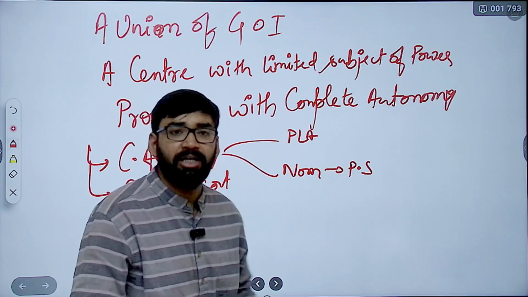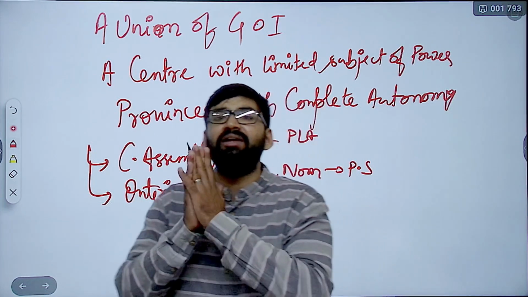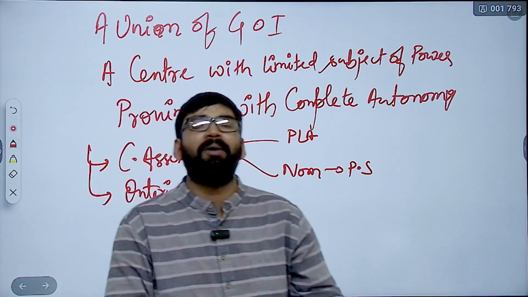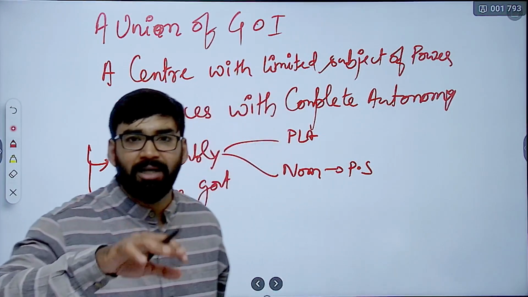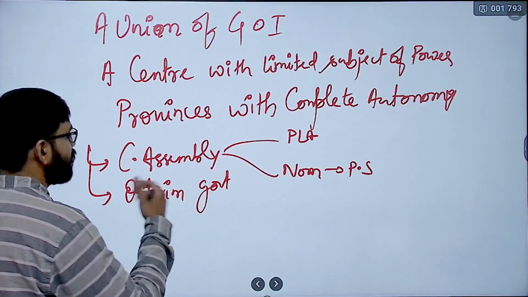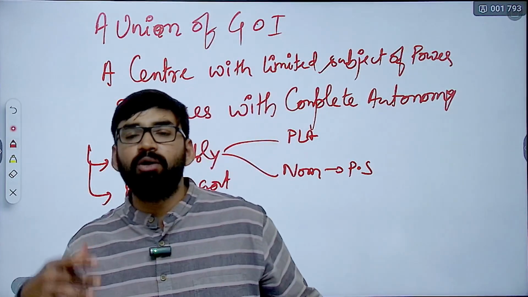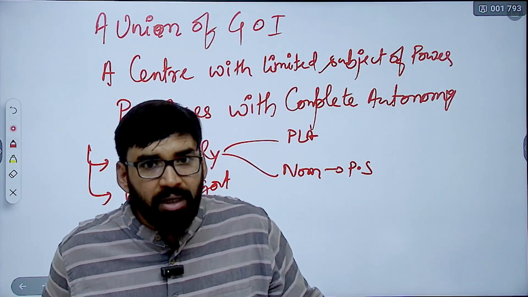This was mentioned in the Cabinet Mission Plan. And the most controversial recommendation was its grouping pattern, right? The grouping pattern of dividing the provinces into 3 groups. India's provinces were divided into 3 groups: Group A, Group B and Group C, right?